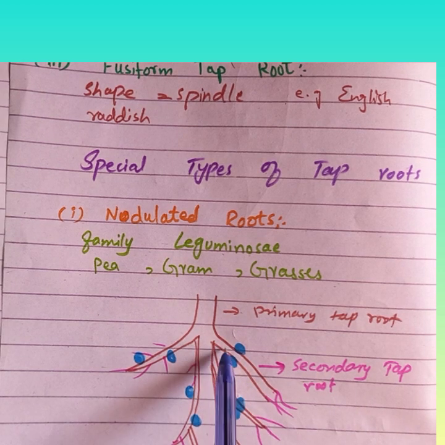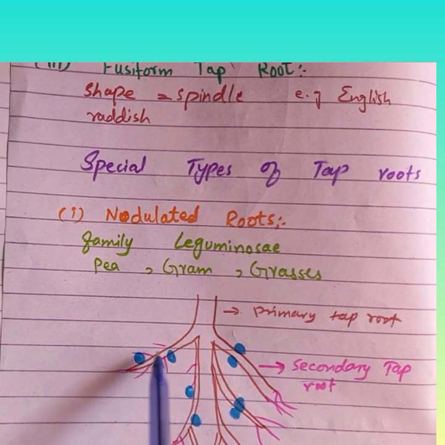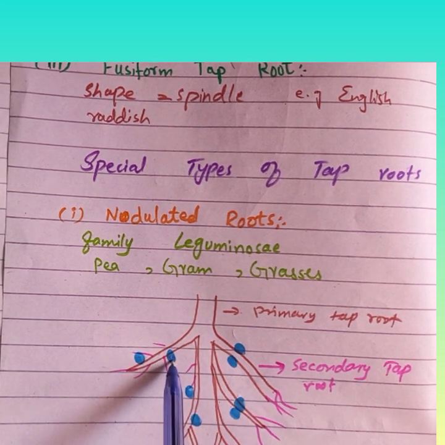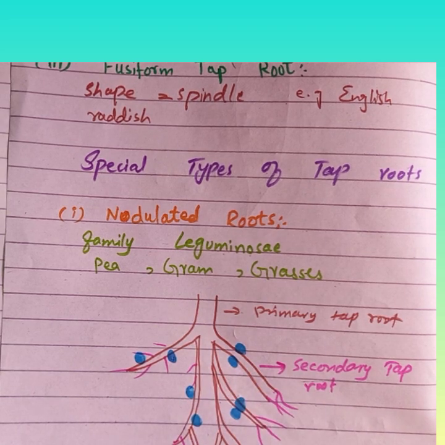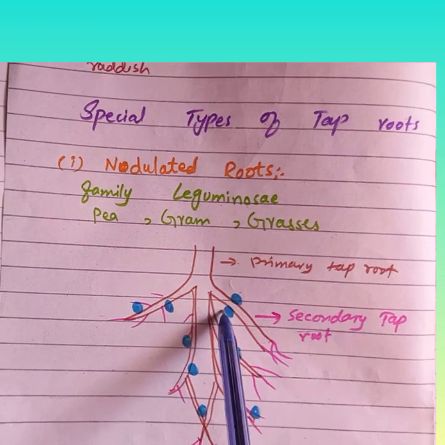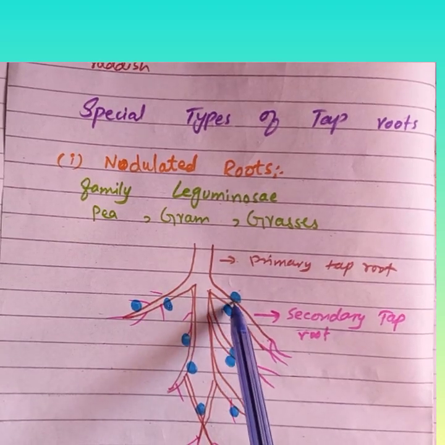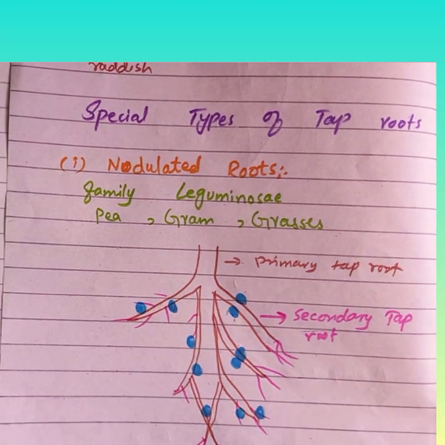This is the primary root, and these are the secondary roots. So these nodule swellings, these globules or tubercles, are restricted to the secondary roots. Now, what is the function of these nodules or tubercles? The function of these nodules or tubercles is to provide shelter for the nitrogen fixing bacteria.